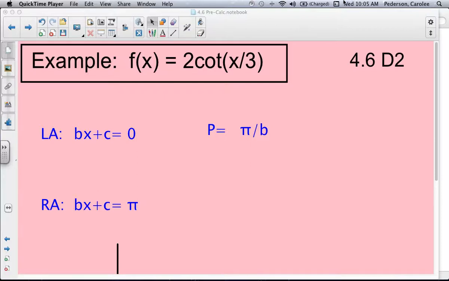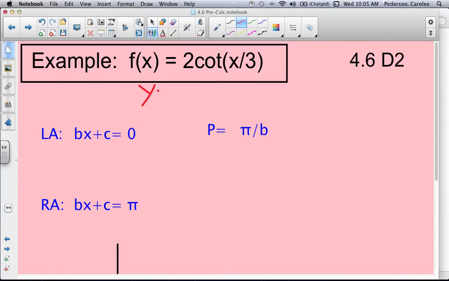All right. 4.6 day 2, part 3. Our last example. We want to graph a function 2 cotangent of x over 3. I'm going to rewrite this function so it looks like this: y equals 2 cotangent of 1/3 x. When you write it like that, it looks a little easier to be able to tell b.